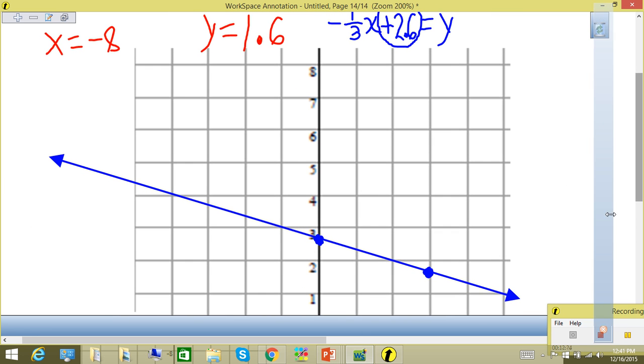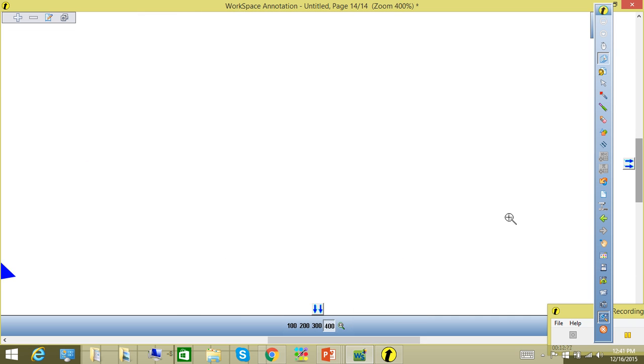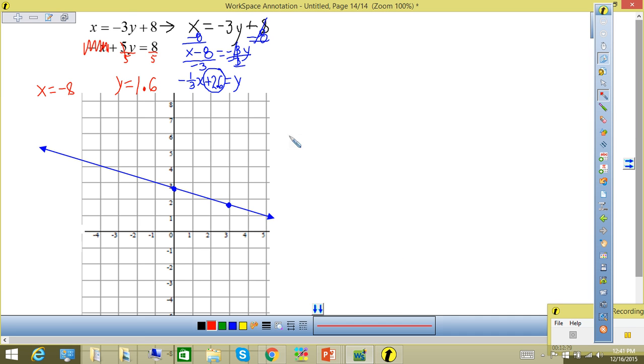So let's see, let's plot this. I'm going to zoom out. What is my y-intercept? 1.6, which is about right there. What is my x-intercept? Negative 8: negative 4, negative 5, negative 6, negative 7, negative 8. I'm guesstimating on mine. You have your exact coordinates, right? And then graph your line. I'm using red for this one, going through those two.